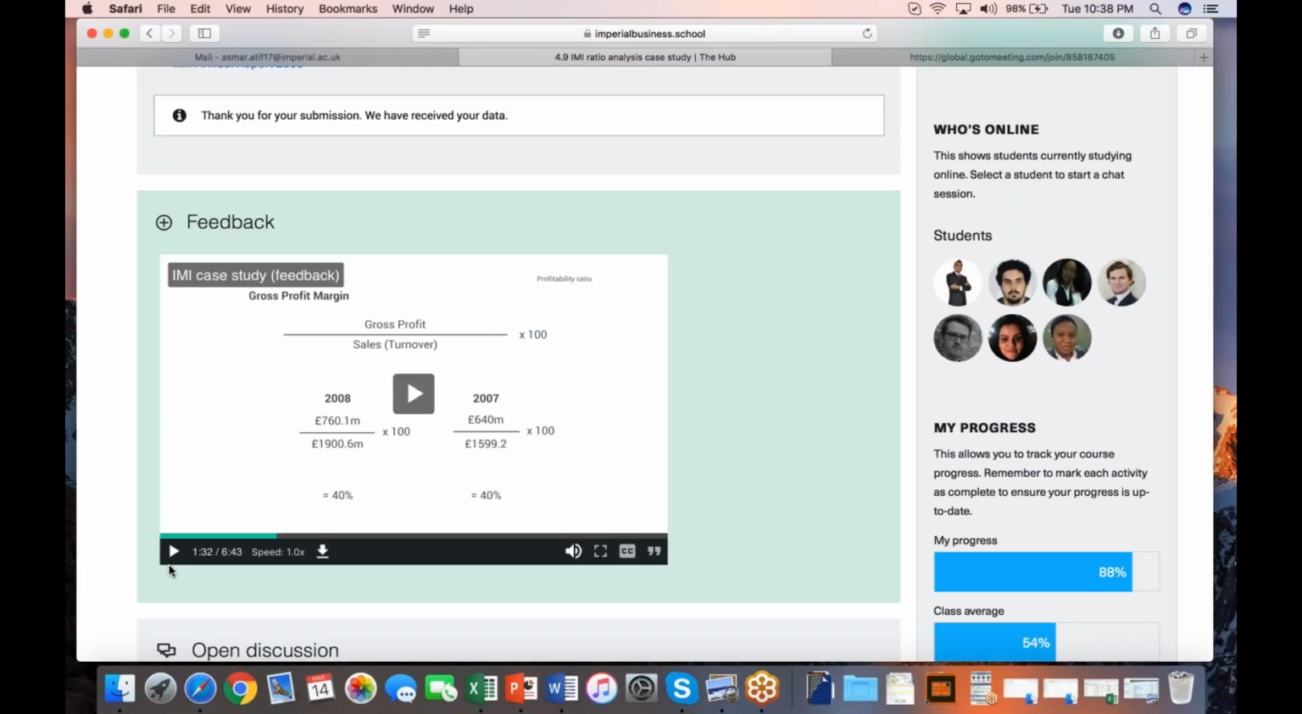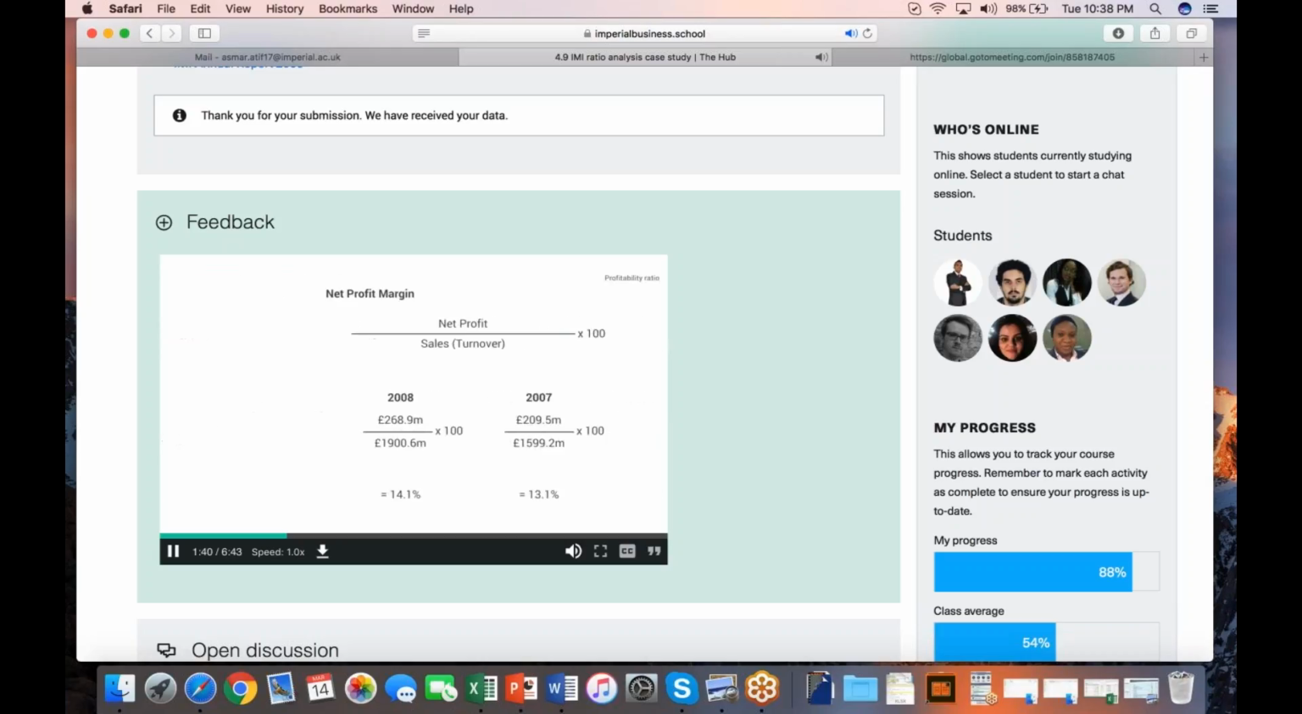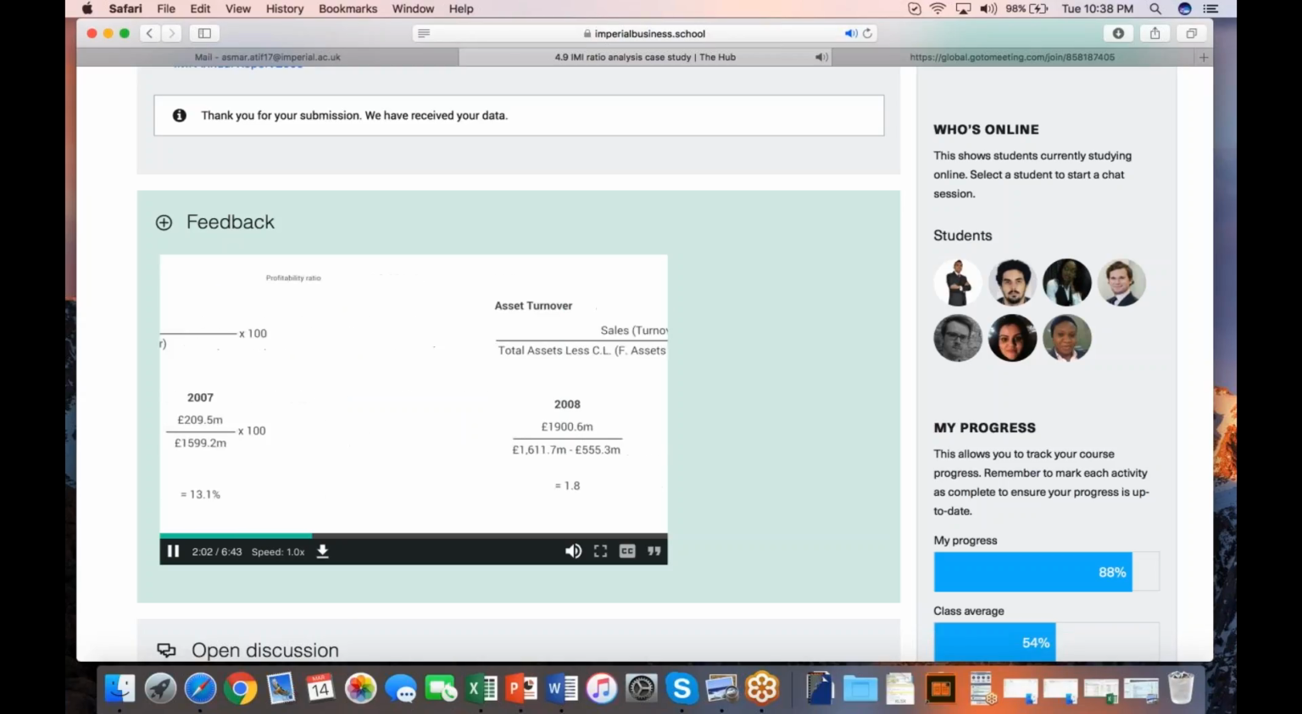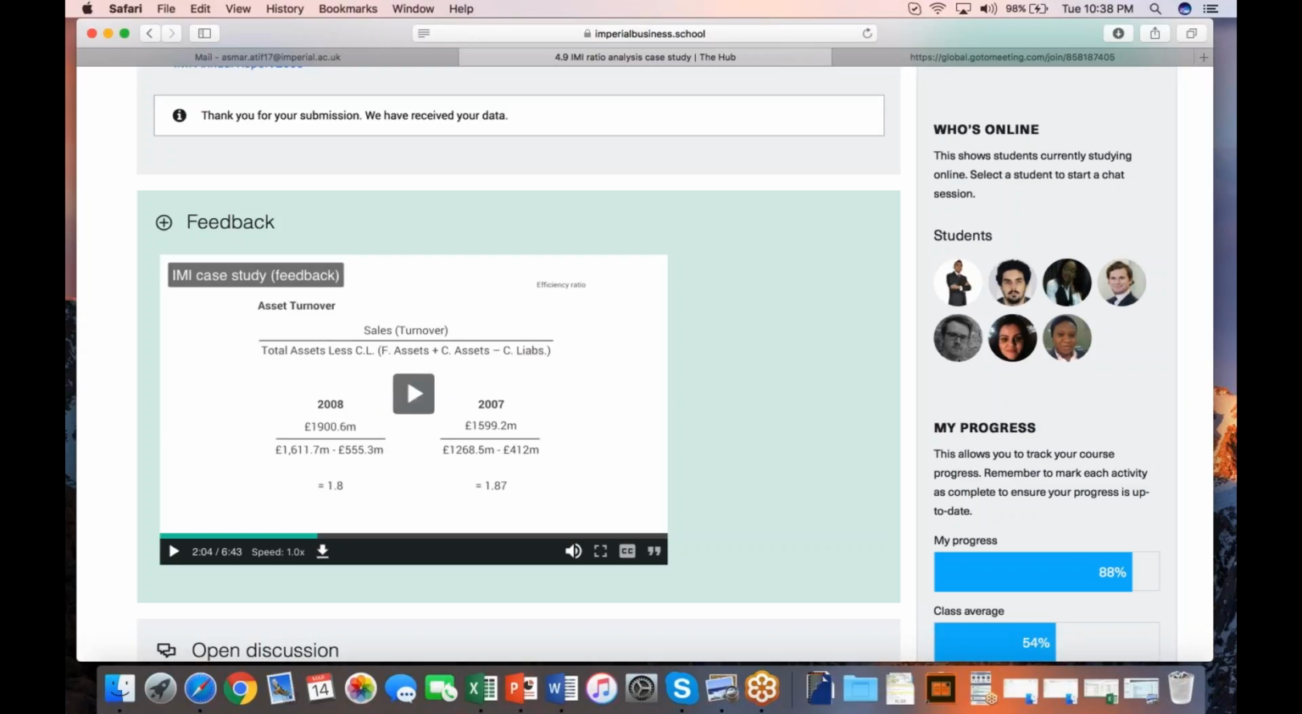So that we are comparing the, again, sales or turnover. For the net profit margin, we divide the operating profit before exceptional items by sales. We take operating profit because we are interested in the operating activities of the company. For 2008, we find 14.1%, and for 2007, 13.1%. A slight increase, which means that IMI was able to generate more profit per unit of sales. The asset turnover is found by dividing sales by net assets.